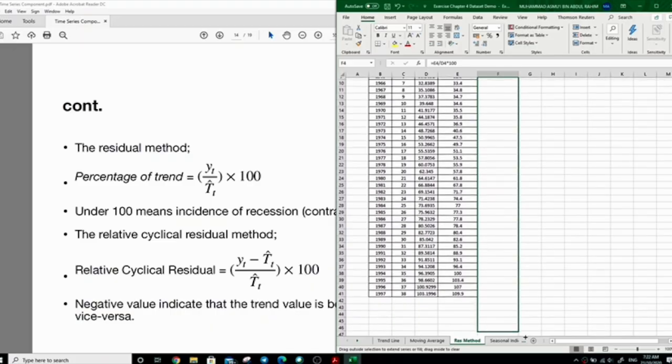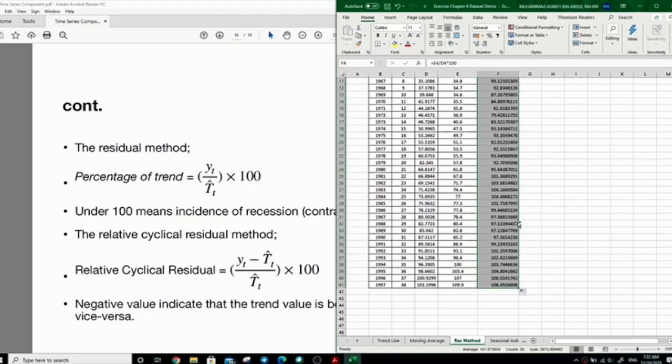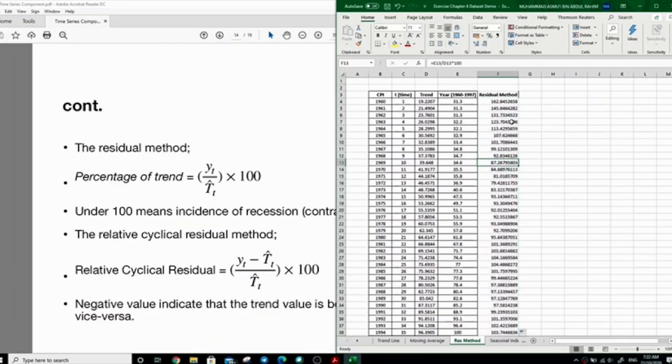So this is particularly the value. Since we use the percentage, over 100 means that there is actually an expansion. For this time period, there is an expansion period. Below 100, as an example here, it is an incident of recession and so on. But again, we need to investigate what happened in this particular period.